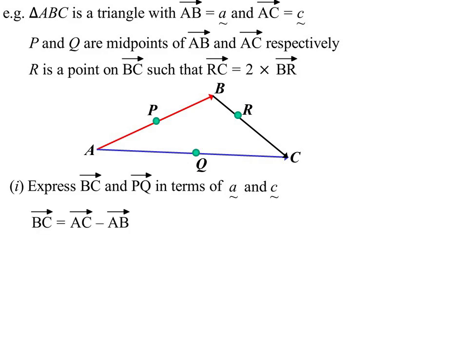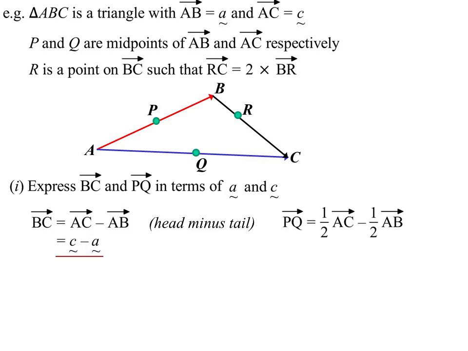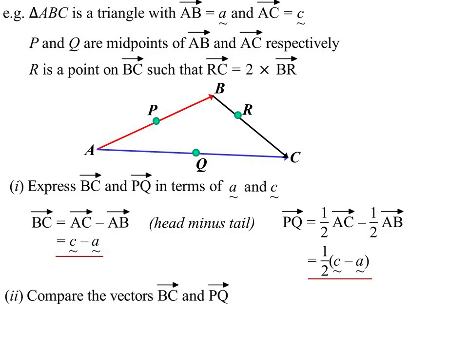So BC, head minus tail. In other words, it's the vector AC minus the vector AB. Well, C minus A. PQ, right, I want to go from P to Q, head minus tail. Well, AQ here would be half of AC. They told me that was a midpoint. And similar with P, I know that's going to be a half of AB, so I've got a half of C minus A. Well, compare those two, what do we notice?